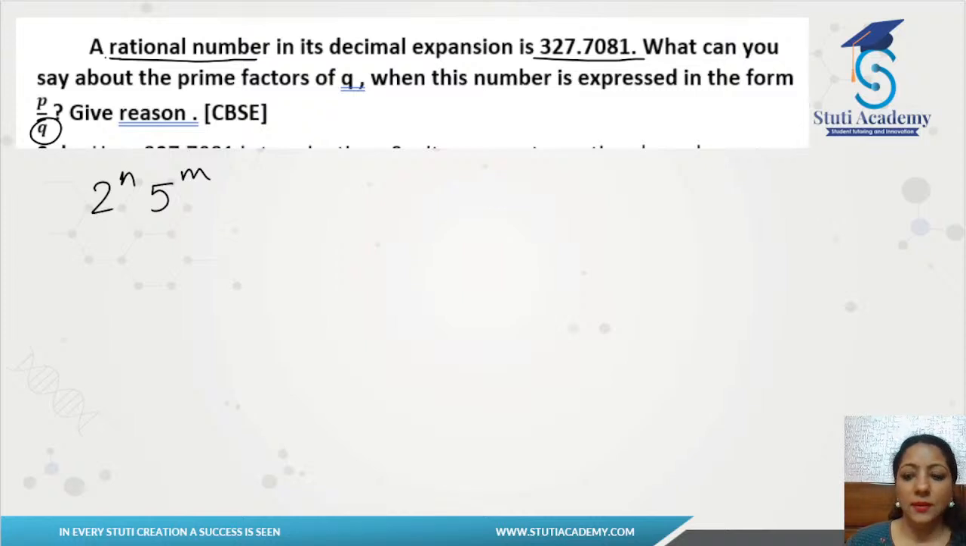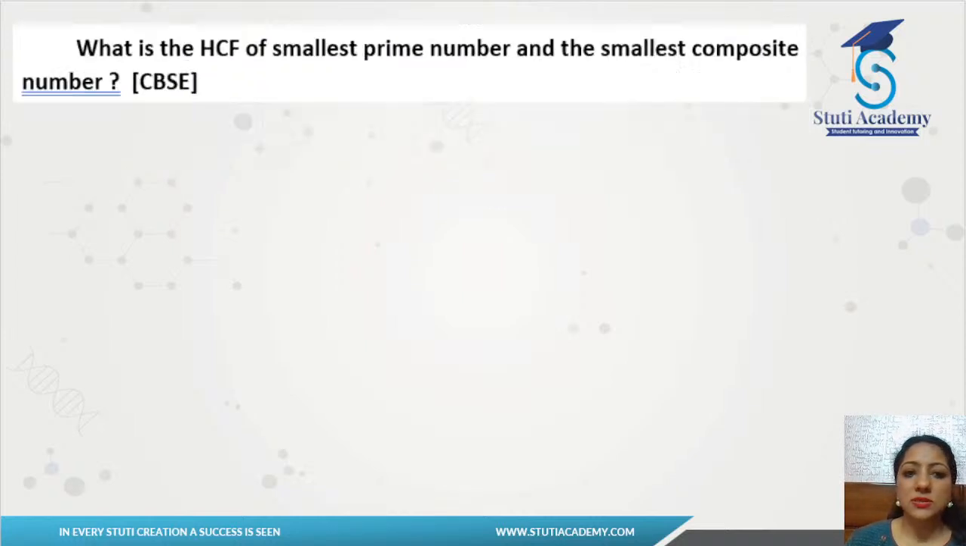Now let's discuss the next question. What is the HCF of the smallest prime number and the smallest composite number? Now the smallest prime number is 2. 2 is the smallest prime number and it is the only even prime number.